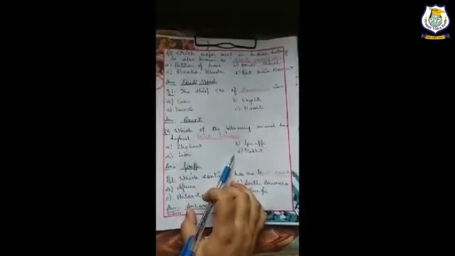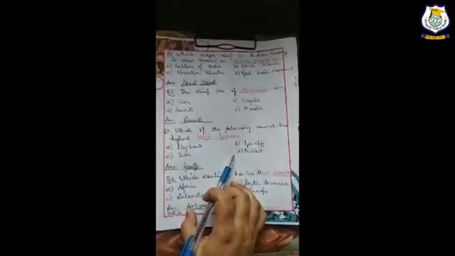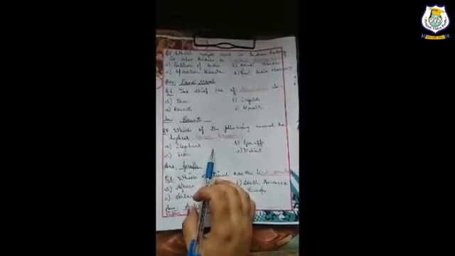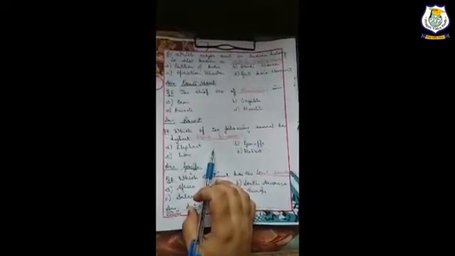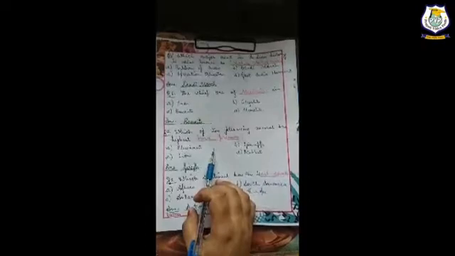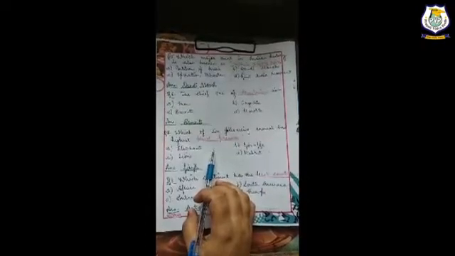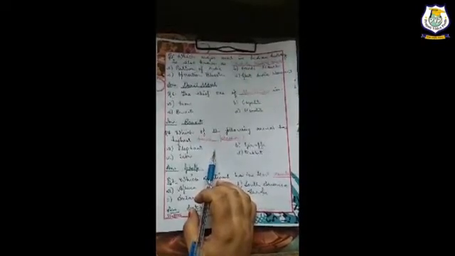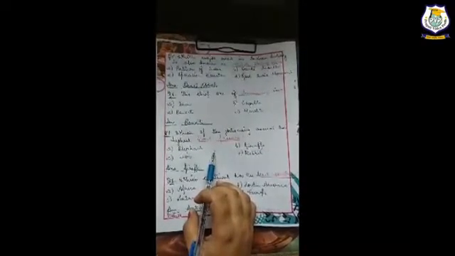Students, among these four options, the correct answer is option B. That is giraffe. Students, giraffe is the animal that has highest blood pressure among all the animals. That is 280 by 180 mm of mercury, which is twice that is found in humans.